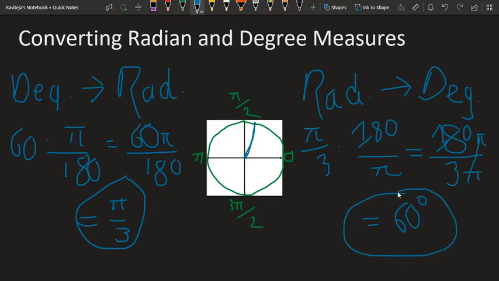And hopefully, once again, this makes sense, because when we convert from a radian measure of pi over 3, we get 60 degrees, and when we convert from a degree measure of 60 degrees, we get a radian measure of pi over 3. So now that we've went over this and you guys have hopefully understood the formulas to converting radian and degree measures, let's go on to our practice problems.